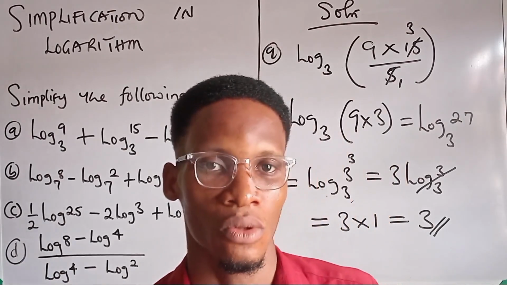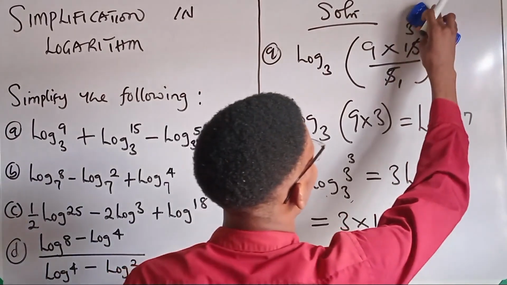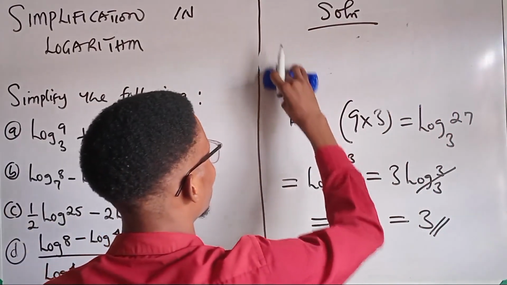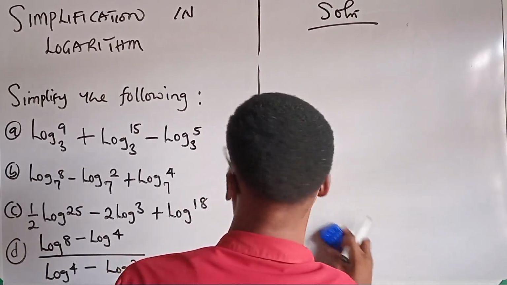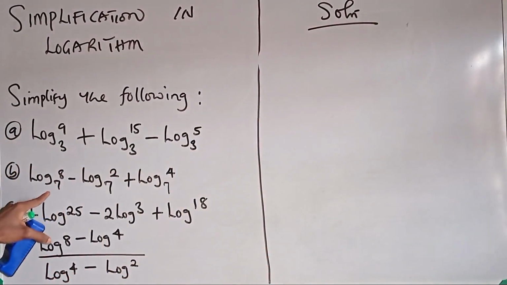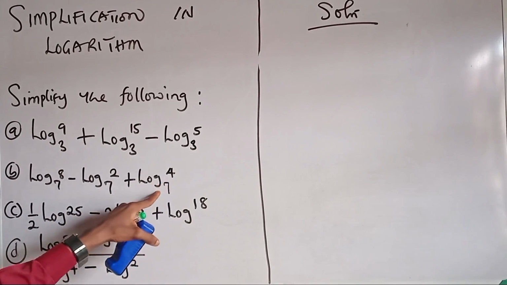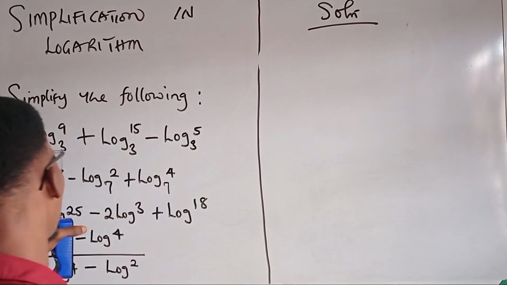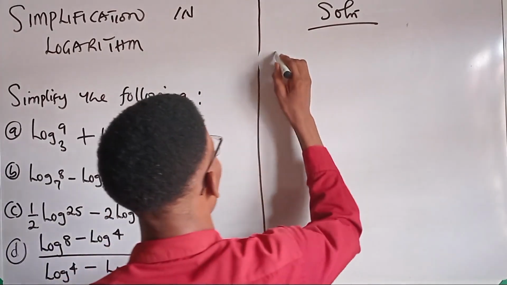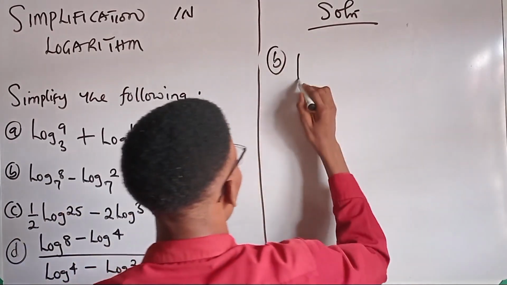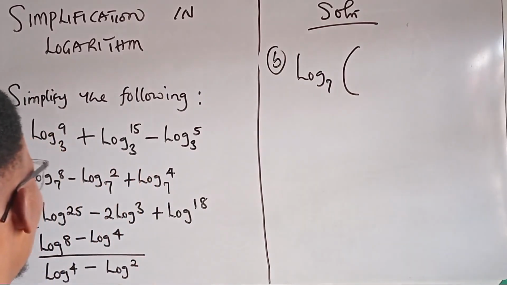Let's go to the next one, which is the second one, and see how we can simplify that. The next one is saying log of 8 base 7, log of 2 base 7, and log of 4 base 7. If you look at this, you see that they have the same base. It's the same thing we saw before. So what you do is you collect the base, which is log of 7.